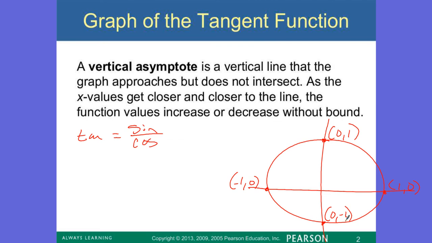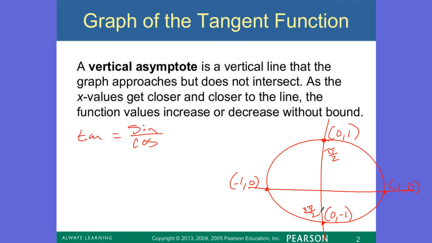So cosine is 0 where? Right on top. What is on top, in radians? Pi over 2. So I get pi over 2, and 3 pi over 2. Very good. So the natural asymptotes are going to be at pi over 2 and 3 pi over 2.